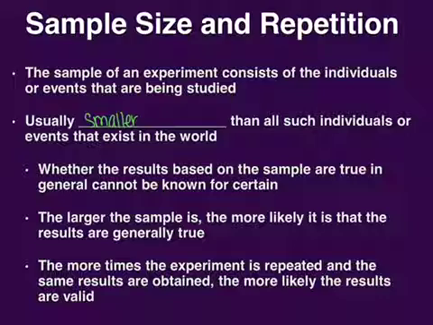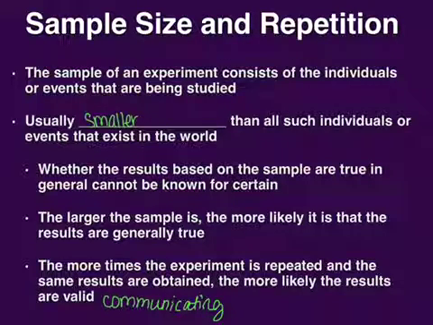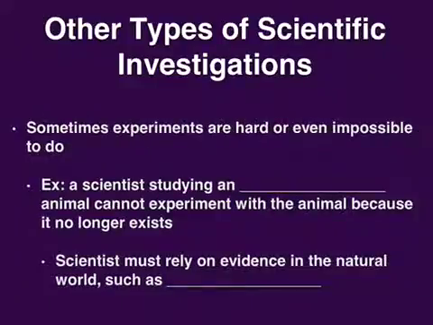So whether the results based on the sample are true in general cannot be known for certain, and so the larger the sample is, the more likely it is to represent the true results. The more times the experiment is repeated and the same results are obtained, the more likely the results are valid. This comes in with the communicating piece of the scientific method, allowing other scientists to replicate your experiment, gives you that repetition and hopefully the same results.